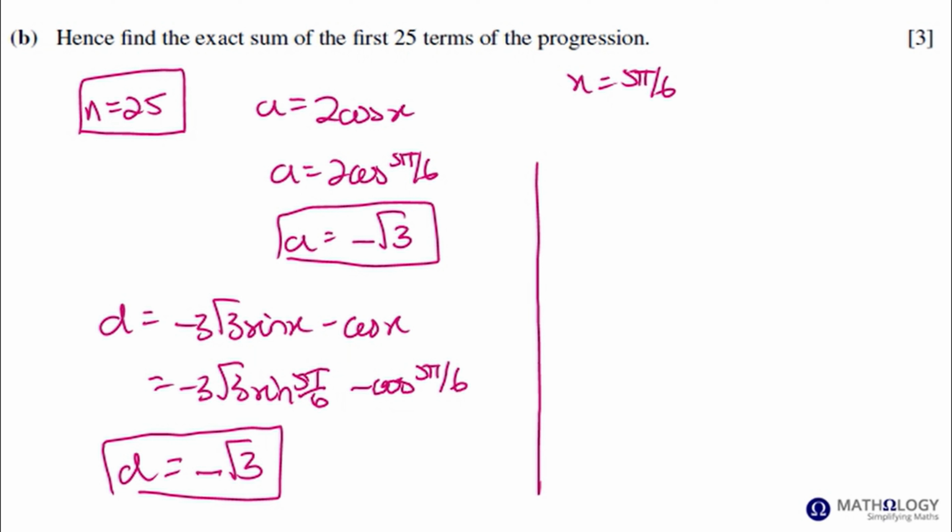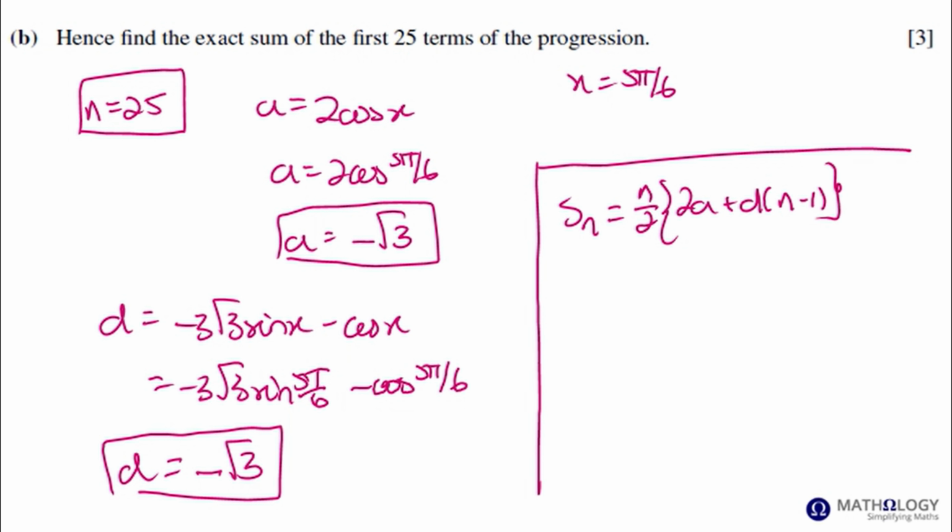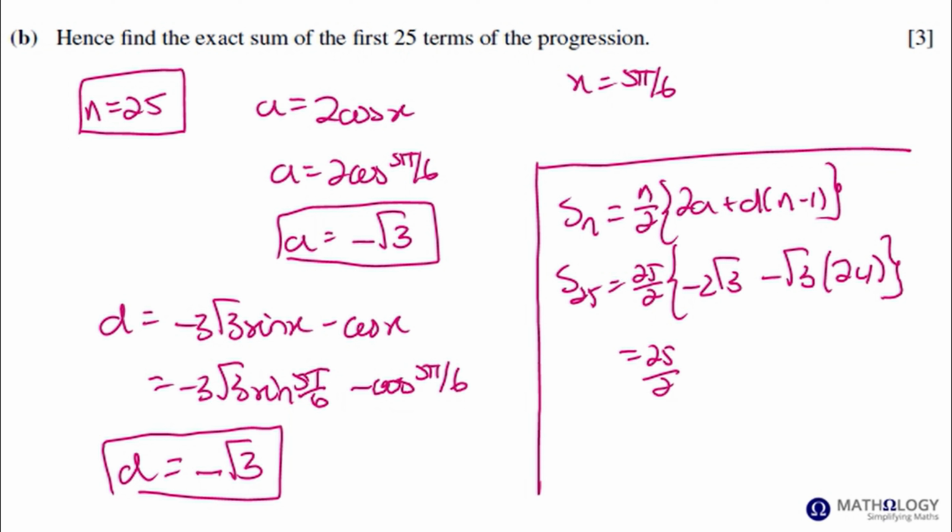So the sum to n terms of an arithmetic sequence is n over 2 times 2a plus d times n minus 1. The sum to 25 terms is 25 over 2 times 2 times minus root 3, minus 2 root 3. D is minus root 3. N minus 1, 25 minus 1, is 24. That's 25 over 2 times minus 24 root 3 minus 2 root 3, which is minus 26 root 3.